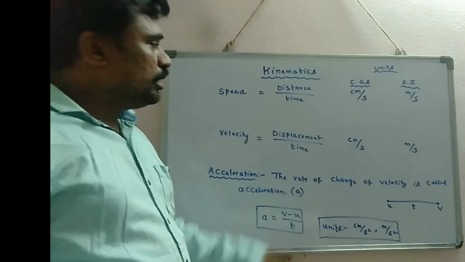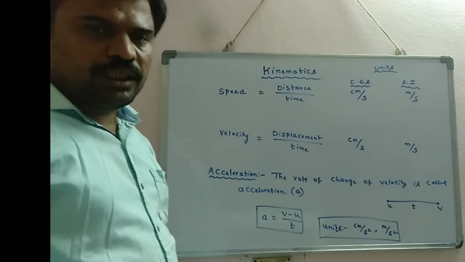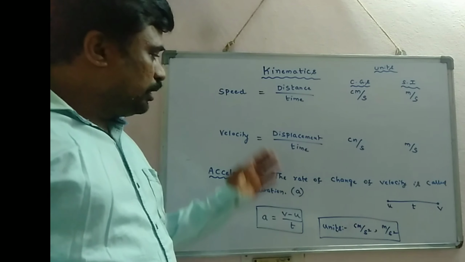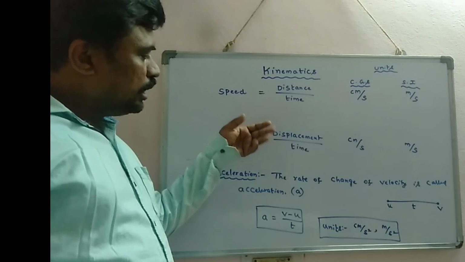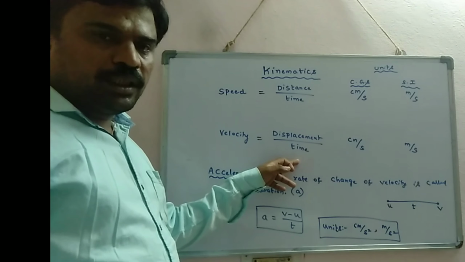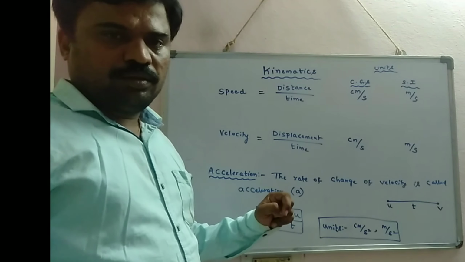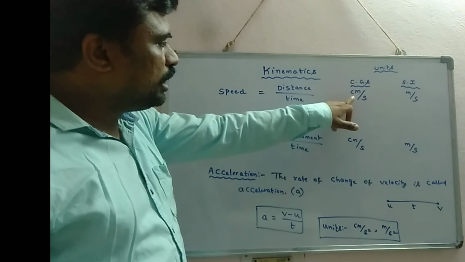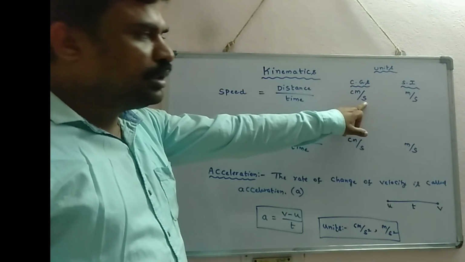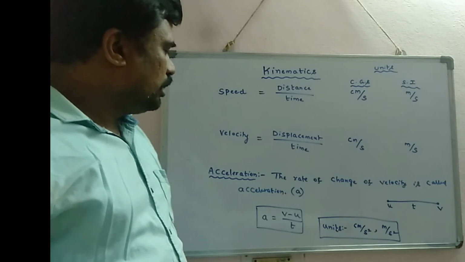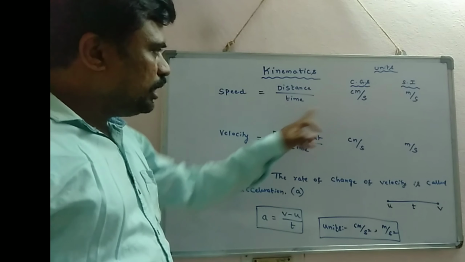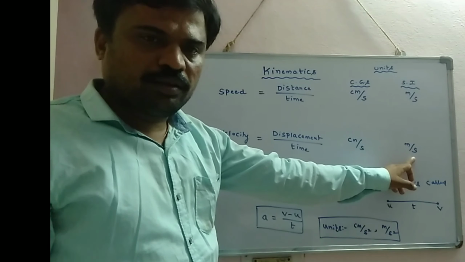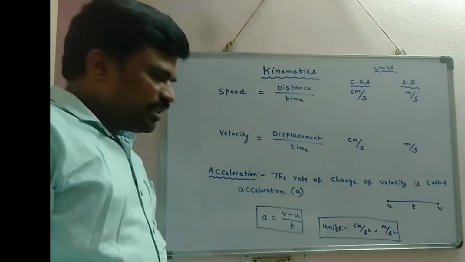Speed is defined as the distance covered by the body in unit time. Then what is velocity? Velocity is also defined as distance covered by the body in unit time, but in a specified direction. Okay. So what about the units? For speed, the CGS unit is centimeter per second and the SI unit is meter per second. In the same manner for velocity, the CGS unit is centimeter per second and the SI unit is meter per second.